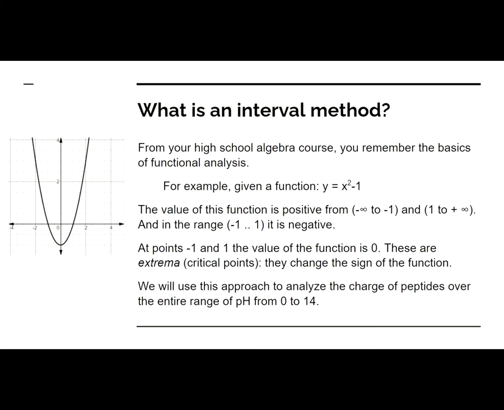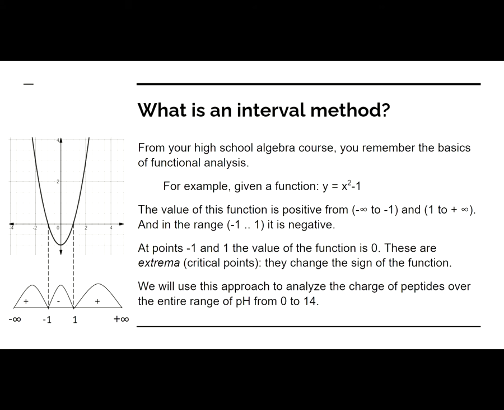So let's remember, what is the interval method? From our high school algebra course, you remember the basics of functional analysis. For example, we can see the function y is equal to x squared minus 1. The value of this function is positive from minus infinity to minus 1 and from 1 to plus infinity. In the range of minus 1 to 1 it's negative, and at the points of minus 1 and 1 the value of this function is 0. These are extrema or critical points. They change the sign of the function.